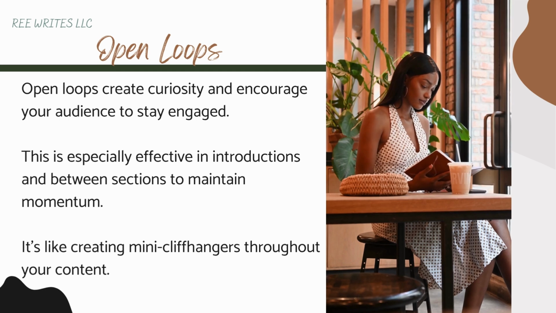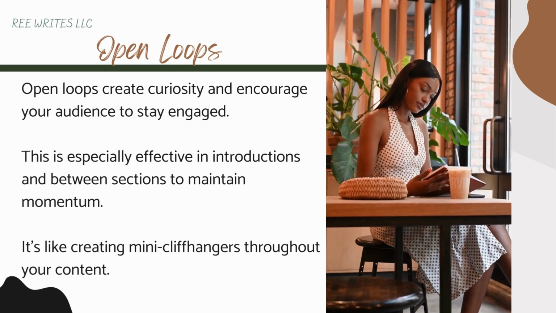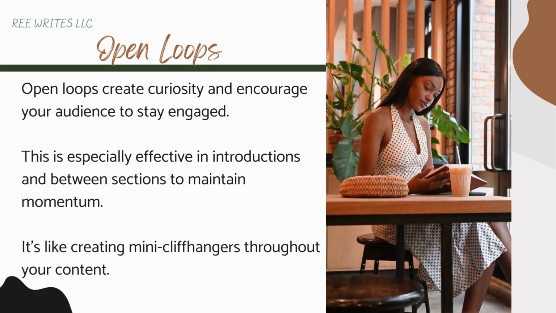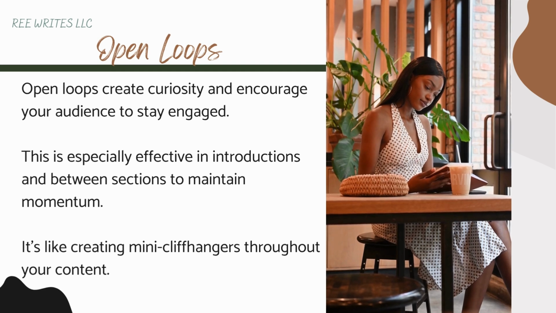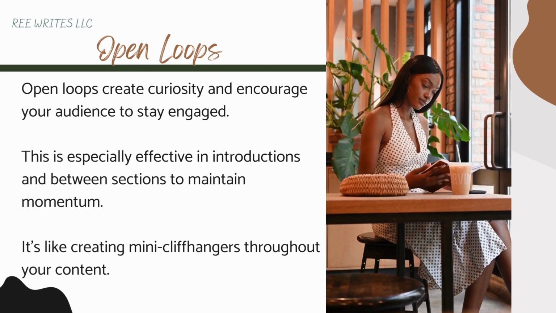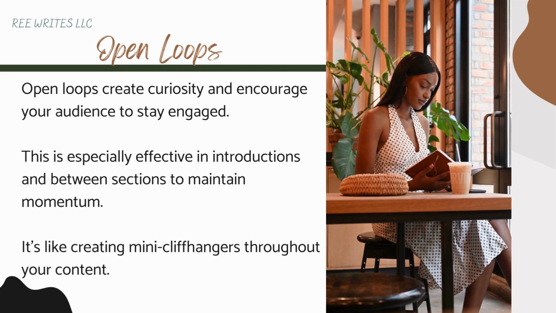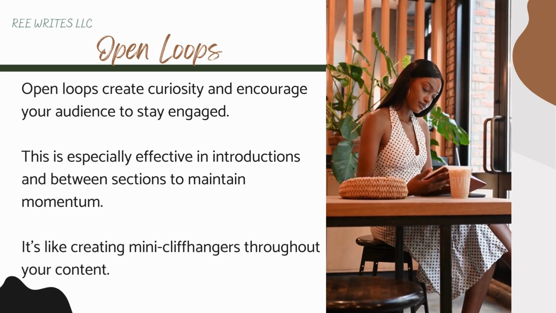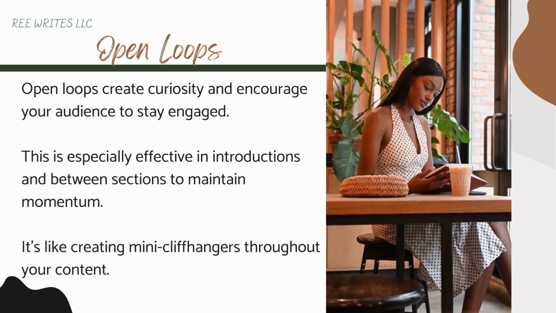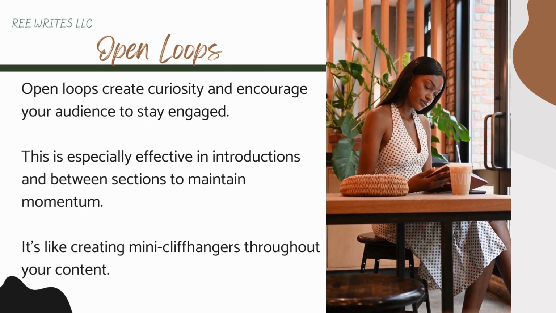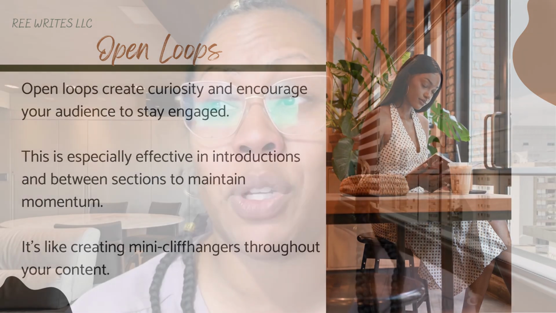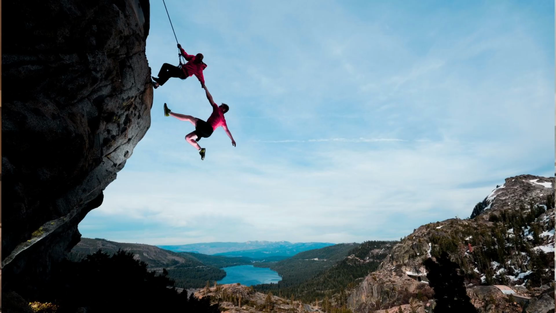For example, early in your post, you could write something like, "One of the most powerful techniques I discovered completely changed how I write introductions. I'll share exactly what that is in section 3." When you open a loop, the reader's brain naturally wants to close it, and that keeps them engaged throughout your content. This is especially effective in introductions and between sections to maintain momentum, like the opening hook I mentioned earlier. It's like creating mini cliffhangers throughout your content.